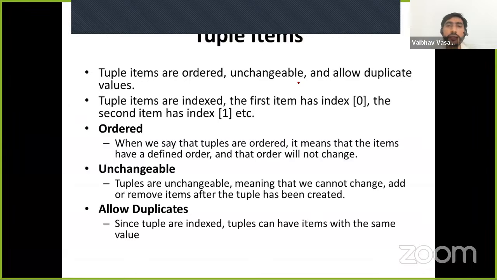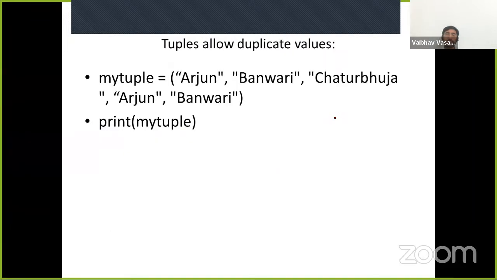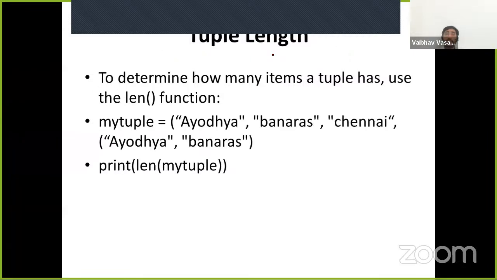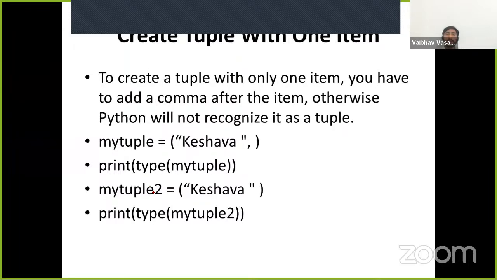Right? Tuple features: it's ordered, unchangeable, and allows duplicates. It also allows duplicates because it also starts indexing from zero. So indexing starts from 0, 1, 2, 3, and so on. Tuples allow duplicate values, which is possible. We can calculate the length with the help of the length function, which will give the length of the tuple. We can create a tuple with one item also, but if you are creating one item, you have to write a comma. That's why this slide is coming here. We have to write one comma. If you don't write the comma, it will be treated as a string.